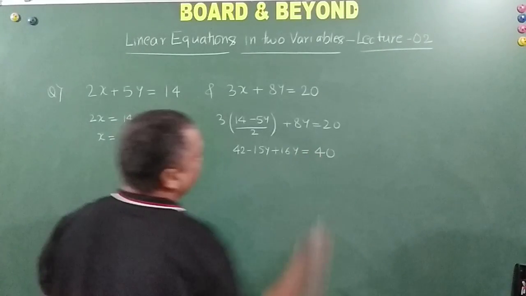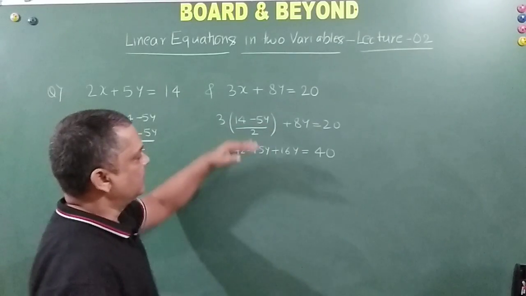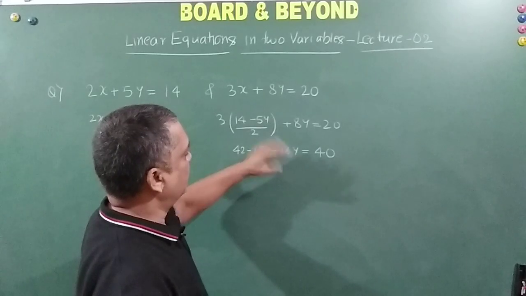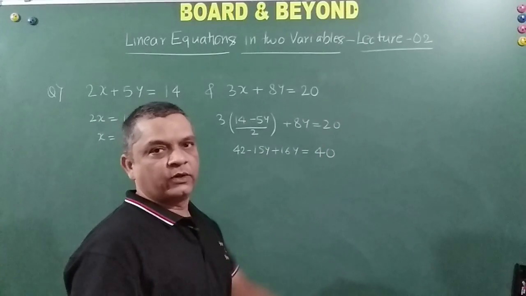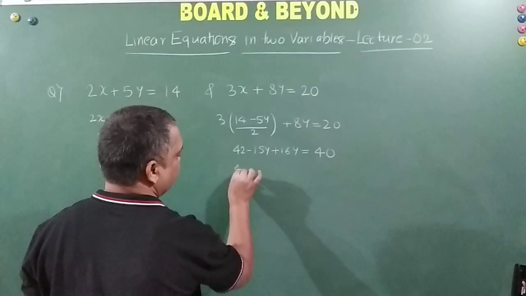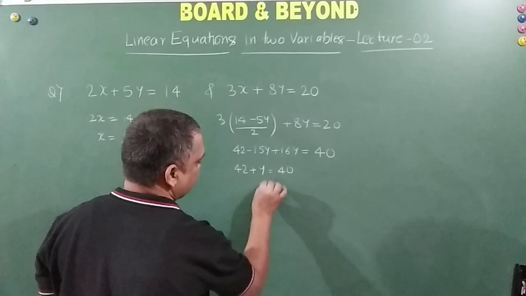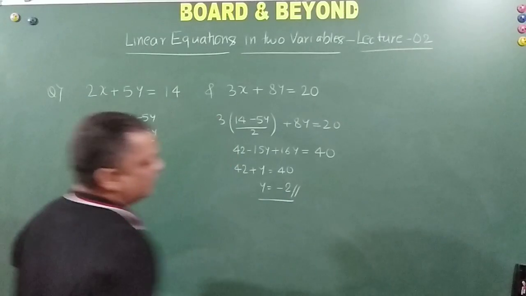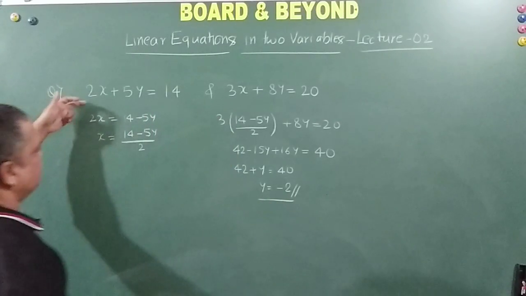Did you all understand? What I have done is that I have opened it up first, then took the LCM, that is LCM is equal to 2, and then I multiplied it with 2, and then I have taken the 2 to that side. Okay, so I have skipped a few steps here. So this becomes 42 plus y is equal to 40. So y is equal to minus 2. Right, friends? Now, if y is equal to minus 2, then let's put it in this first equation, right?